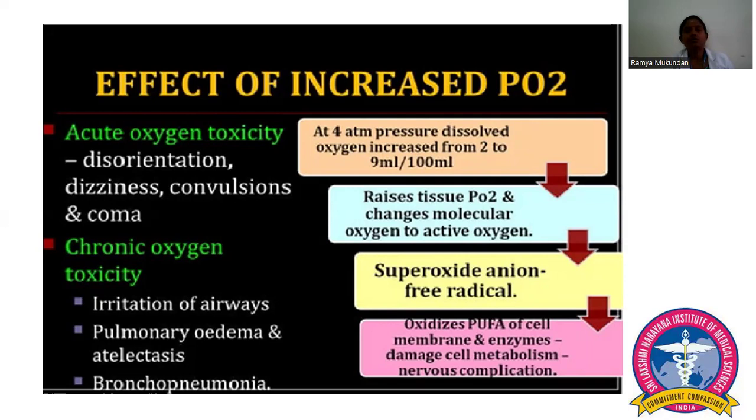Whenever we inhale air from the scuba tank, that is from the cylinder, which is highly concentrated with oxygen, that is 100% oxygen, what happens? Depending on the pressure, its solubility increases. So what happens to the solubility of oxygen in the blood? It increases from about 2 to 9 ml per 100 ml. So whenever a higher amount of oxygen is being delivered to the tissue, the partial pressure of oxygen also increases.